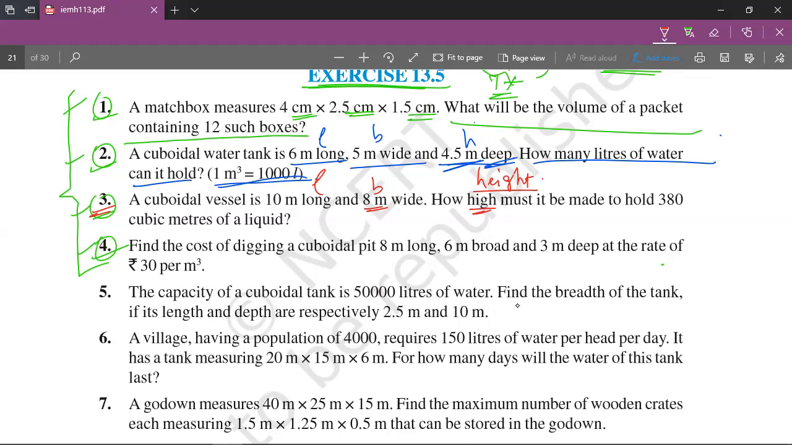Must it be made to hold 380 cubic meters of liters? Cubic meters basically means meter cube. It's a short form or long form derivation. So our final question is, how high must it be? Okay, so we'll try to solve the question. First, we'll draw a figure.